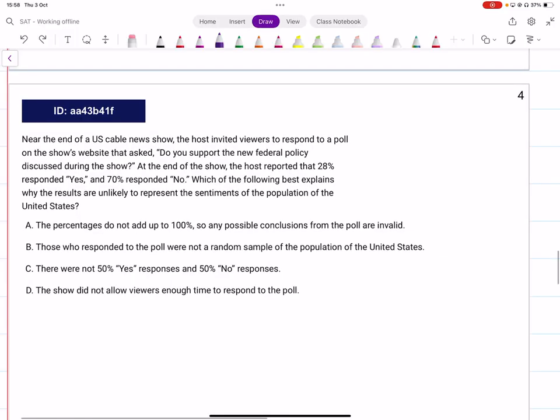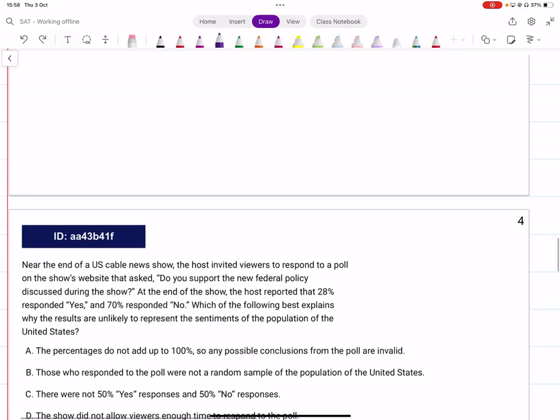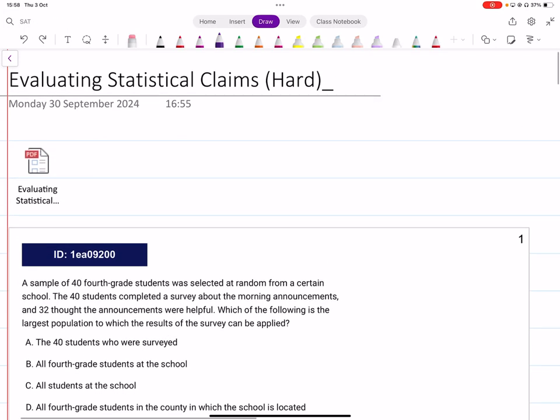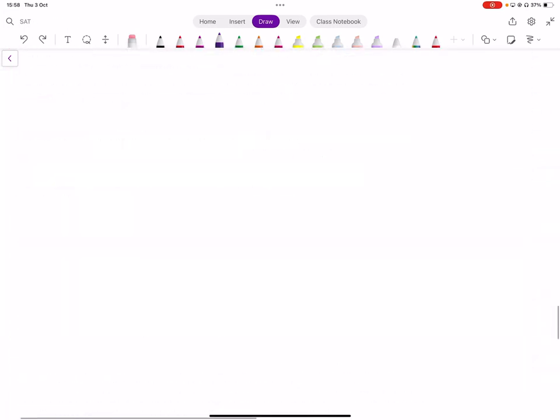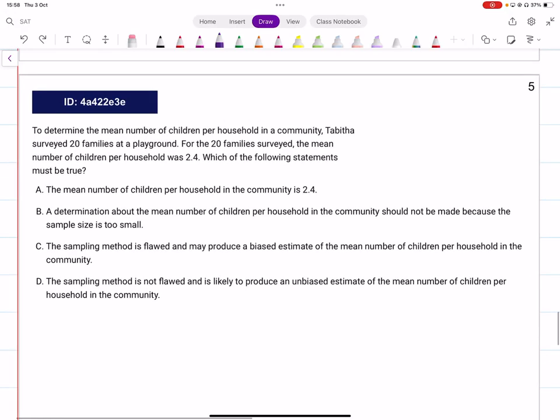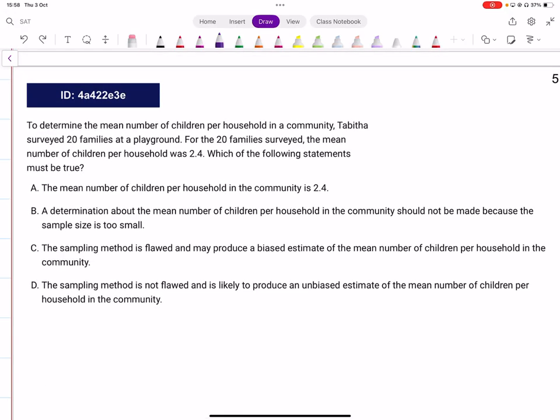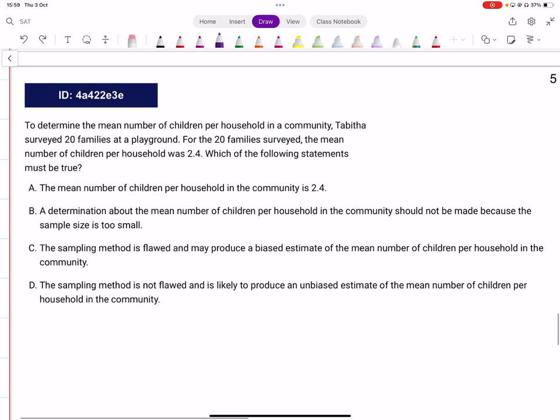the next one is 5. Evaluating statistical claims. Okay, question number 5. To determine the mean number of children per household in a community, this person surveyed 20 families at a playground. So you're surveying 20 families at a playground. For the 20 families surveyed, the mean number of children per household was 2.4. Which of the following statements must be true? Must be true. Keep that in mind. It says, which of the following must be true?